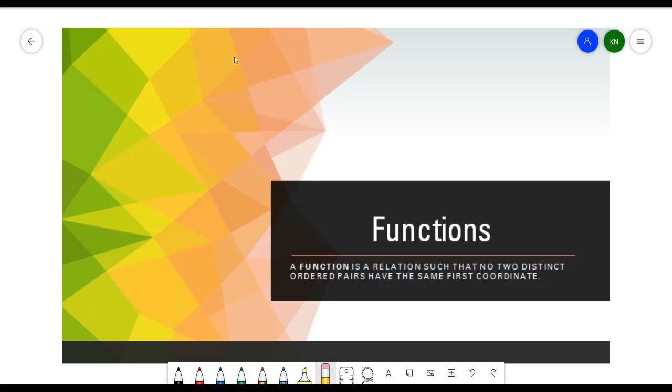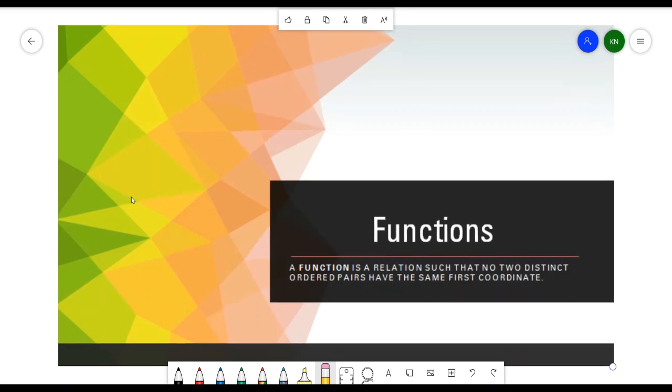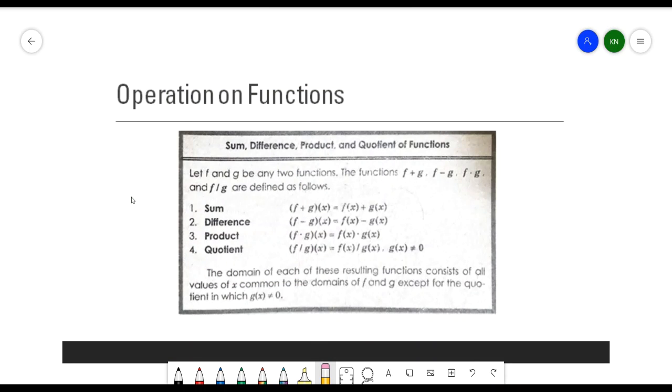Hello everyone. So in this video, we will be discussing functions. A function is a relation such that no two distinct ordered pairs have the same first coordinate. Basically, in this video, we will just be discussing the operations on functions. So we have here the sum, the difference, the product, and quotient of functions.